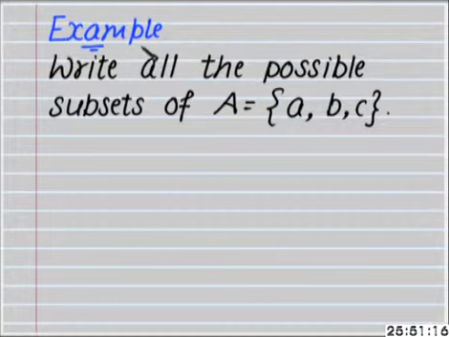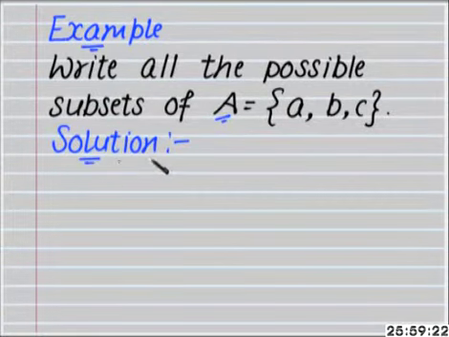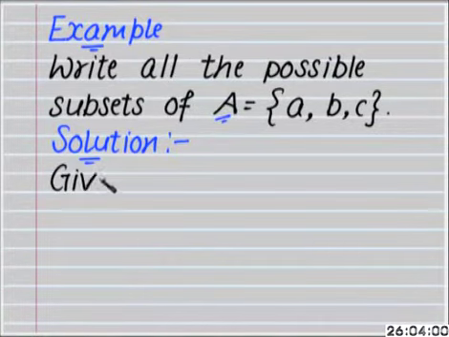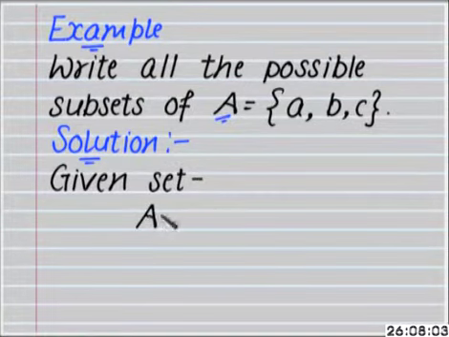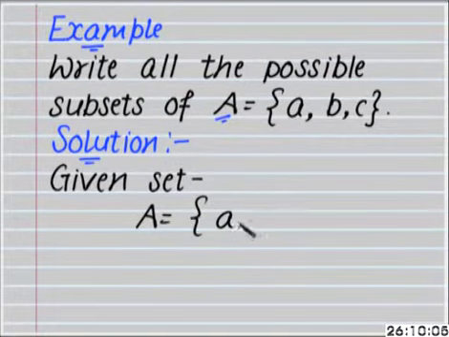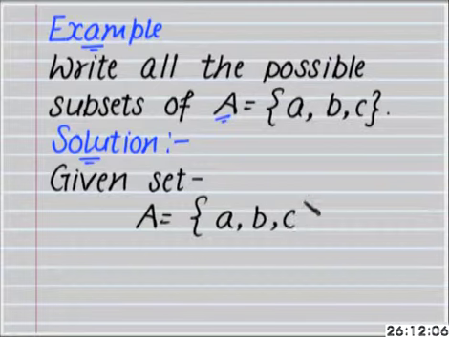Now let's see another example. Write all the possible subsets of set A containing elements a, b and c. Now its solution. The given set is set A containing elements a, b and c.